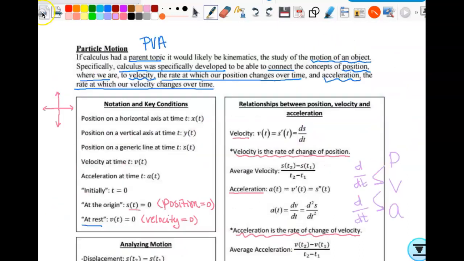All right, let me come back here. Okay, acceleration is the rate of change of velocity. Acceleration describes how velocity is changing. So if velocity is decreasing, then its rate of change, acceleration, would be negative.